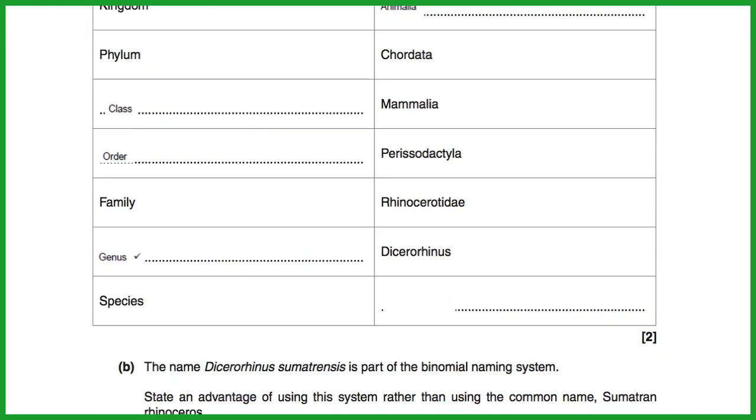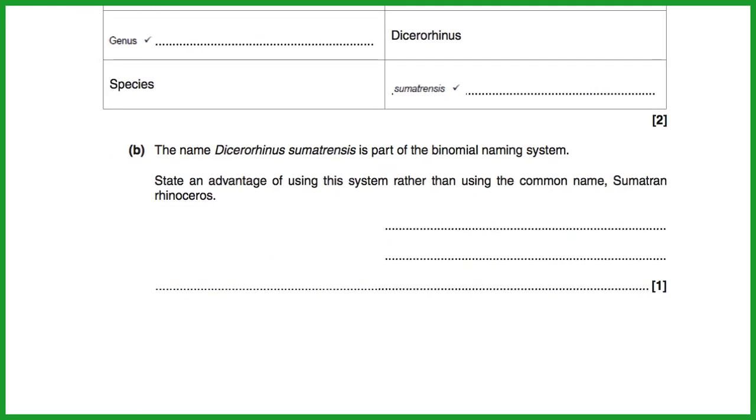and then at the bottom, species, you should know from Homo sapiens that the species is the second word, which is sumatrensis. Now, the name Dicerorhinus sumatrensis, last one I hope of these, is part of the binomial naming system.